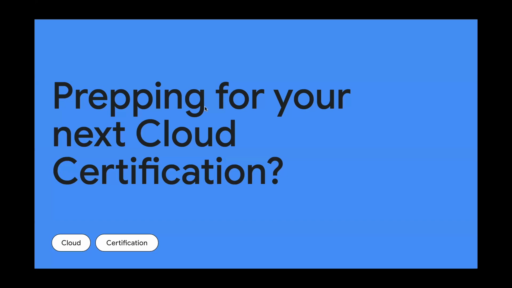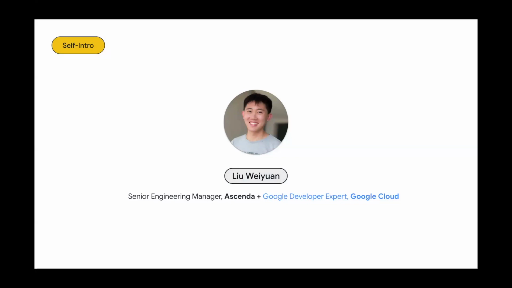Okay, so as mentioned, my name is Weiyuan. I'm currently a senior engineering manager at Ascenda, and I'll talk a little bit about what we're doing later on. I'm also a Google developer expert in Google Cloud, so some of you might have seen me in KL and Penang last year around December, where I gave a talk on AI in Google Cloud. Mainly, this is both my job as well as the outside role that I work with for Google Cloud.